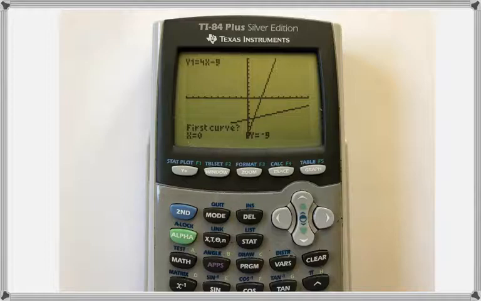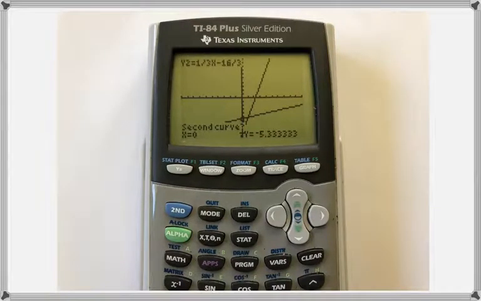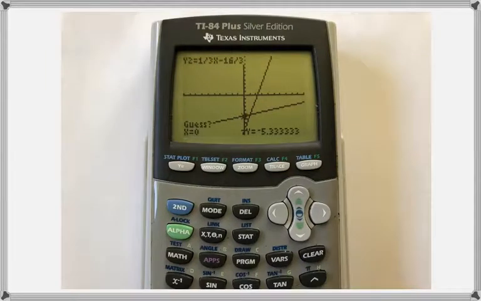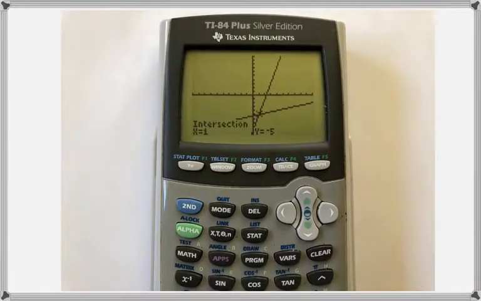So it's asking you to declare what your first line is, and you can press enter. It's asking you to declare your second line. You don't need to really think about it. You can just press enter. The guess, you don't need to worry about the guess. You can just press enter. And now this is your intersection point.